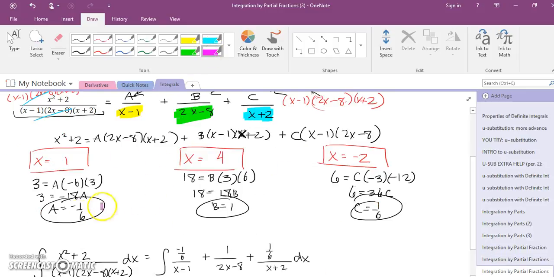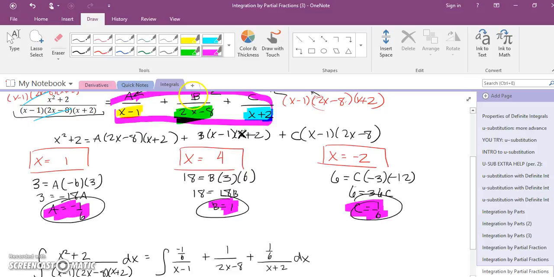Now that I have a, b, and c, what I can do is plug them into this up here. So there's my a, b, and c. I take my original, which was the integral of this, and I'm going to say it's the same thing as the integral of this with a, b, and c plugged in. So above x minus 1 was a, which is negative 1/6. Above 2x minus 8 was b, which is 1 right here. And above x plus 2 was c, which I found out was 1/6, which goes here.